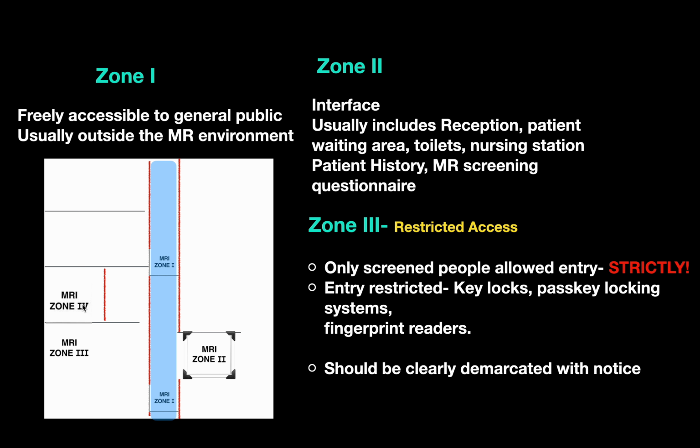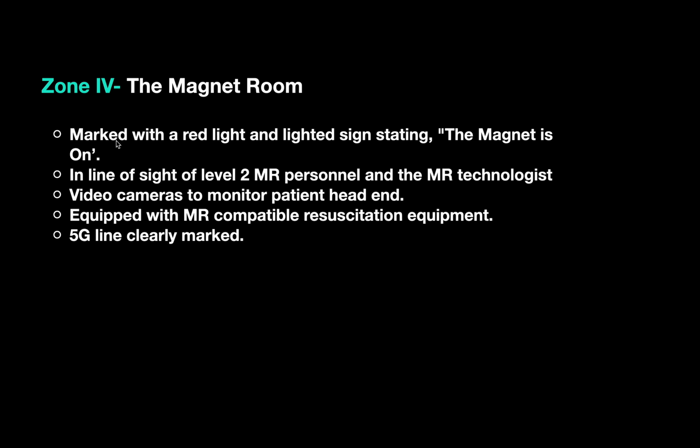Now here we have zone 4. Zone 4 is the magnet room. It is marked with a red light and a lighted sign stating the magnet is on. It is in the line of sight of level 2 MR personnel, and an MR technologist can go inside.